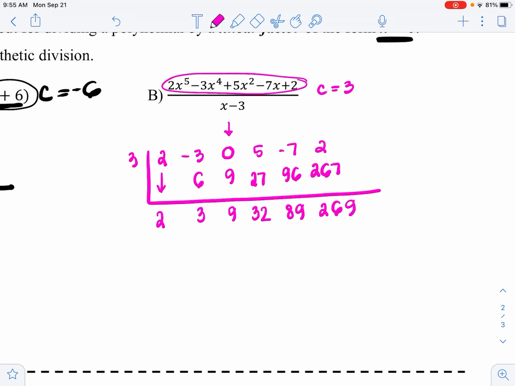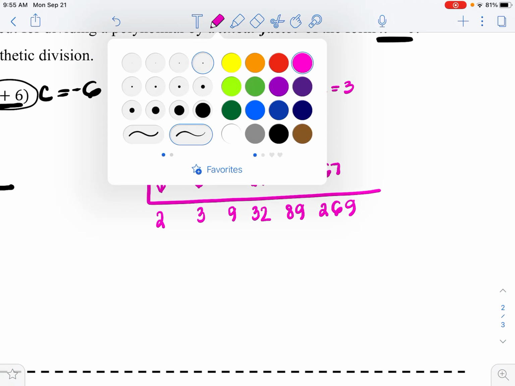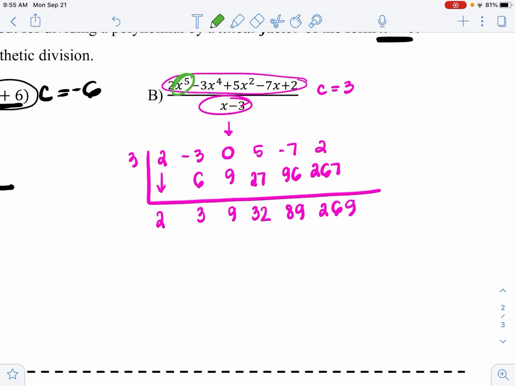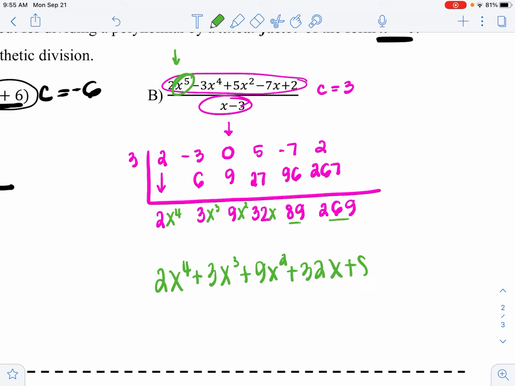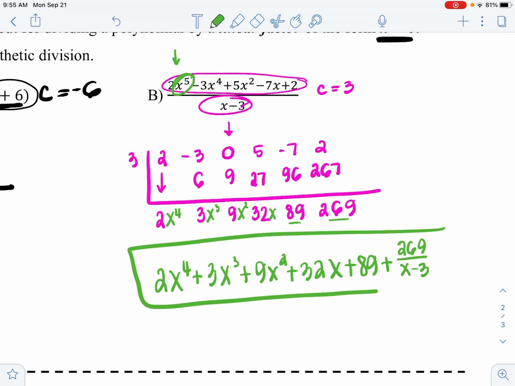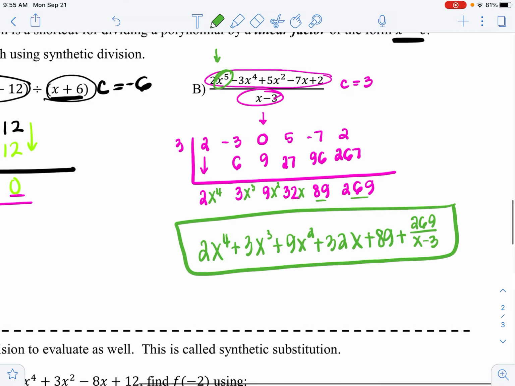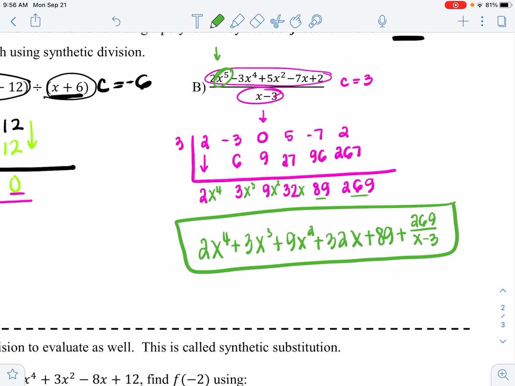Okay. Now I'm going to look to see if my answer is a number or if my answer is a polynomial. I have a polynomial divided by a polynomial. My answer is a polynomial. So I look here and I say, okay, it wasn't x to the 5th. I'm going to go to x to the 4th. X to the 4th, x cubed, x squared, x, constant, remainder. So my final answer is 2x to the 4th plus 3x cubed plus 9x squared plus 32x plus 89 plus 269 over x minus 3. Because that was my remainder, right? When we write remainders, in the numerator goes the remainder, and the denominator goes what you were dividing by.